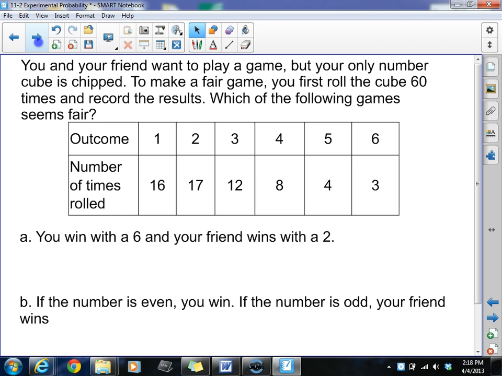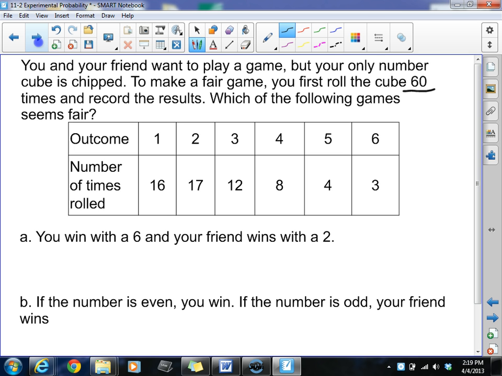It's beat up a little bit. To make a fair game, you first roll the cube 60 times and then record the results. Which of the following games seems fair? Alright, so key numbers right here are 60, so that's the total number of trials. So I automatically know my bottom number on all these experimental probability problems is going to be 60.